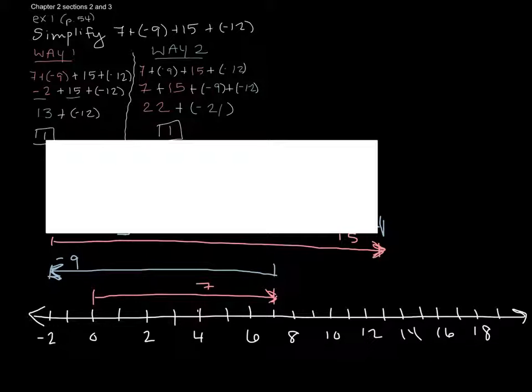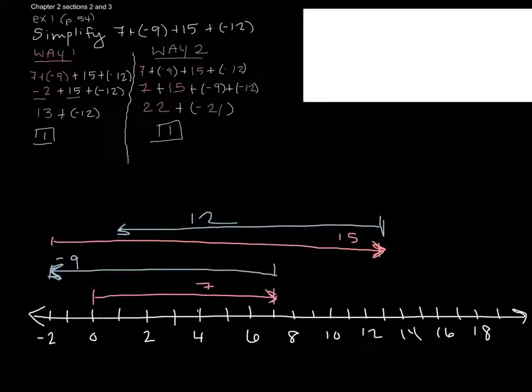All right, one more number. I've got a -12, so I'm going to start at this positive 13 here, where I ended, and I'm going to move back 12 units. That's going to take me to 1, a positive 1. So at the end of all of this, I started at 0 right here with that 7, and I ended here at 1. So I've moved a net of 1 unit, which is exactly what I got with way 1 and way 2.